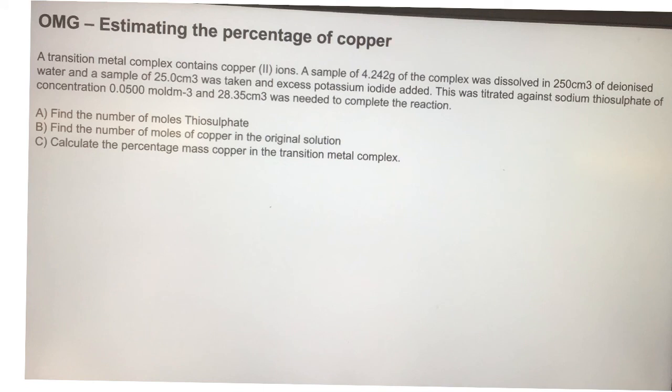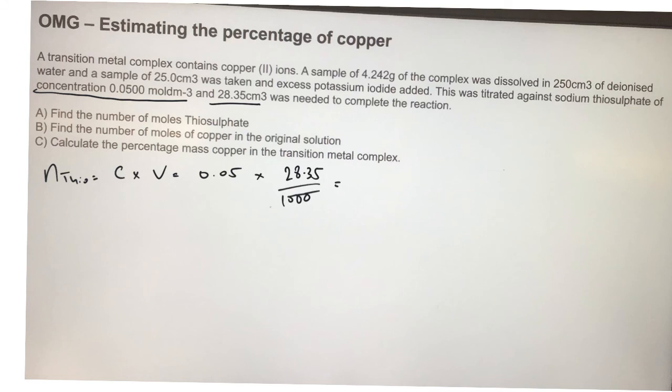To complete that, I'm going to take my concentration of thiosulfate and my volume. So my moles of thiosulfate are going to equal the concentration times the volume, which is 0.05 times 28.35 divided by 1,000. This is going to give me a number of moles of 1.4175 times 10 to the minus 3.